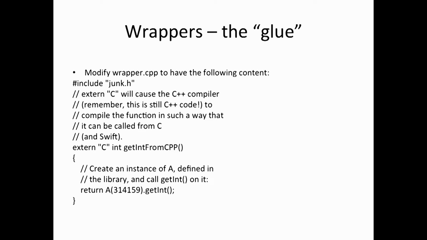So here is the wrapper.cpp tab with the following content. It includes junk.h, what we put in earlier into the file. extern "C" will cause the C++ compiler to compile the function in such a way that it can be called from C and Swift. So this whole section down here, extern "C" int getIntFromCPP, and then you create the instance, and this is what I send into the external file. If you remember previously, I actually did create a small file, and all I did was get int and wrote a line.